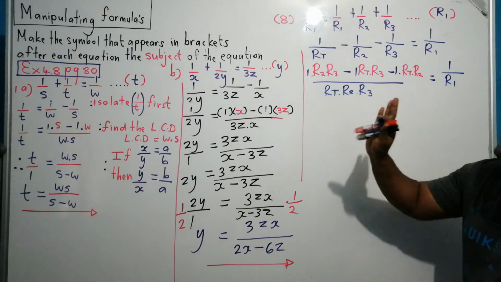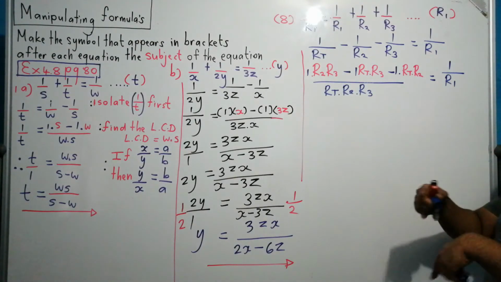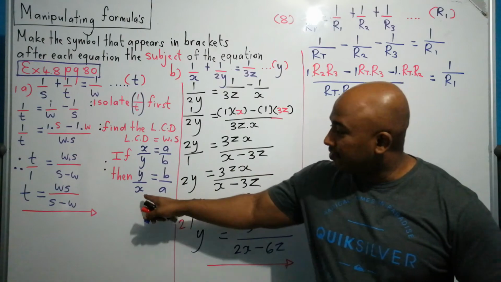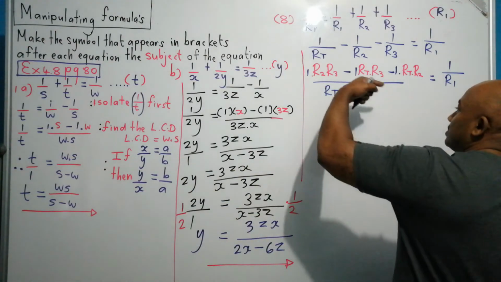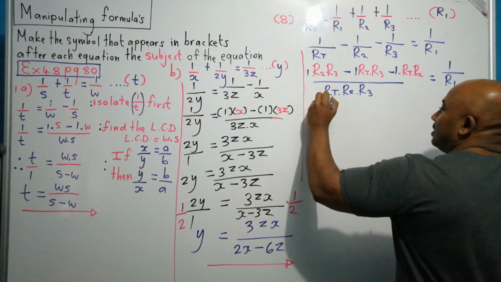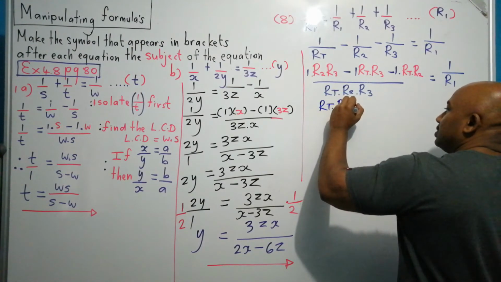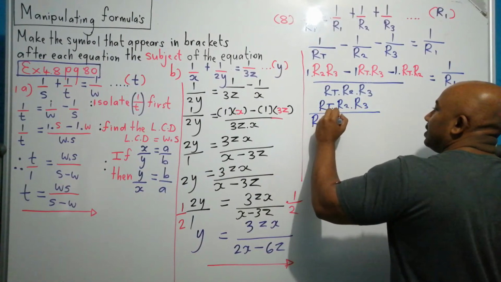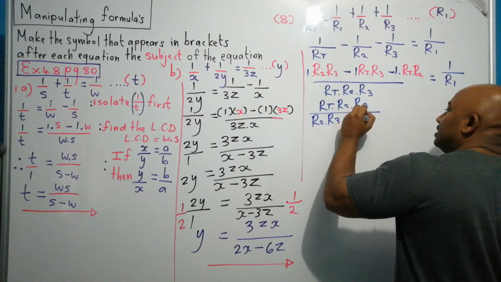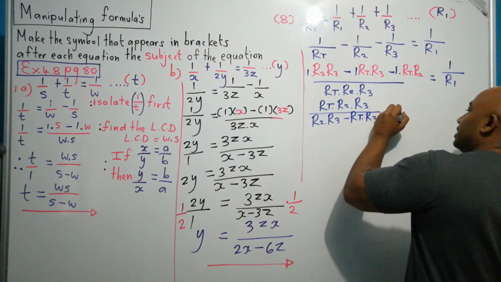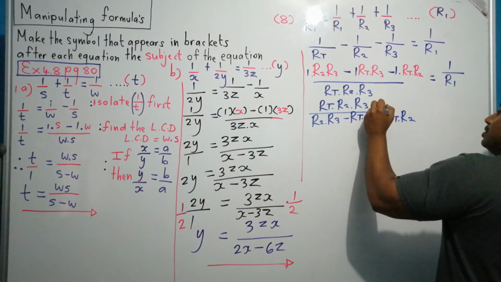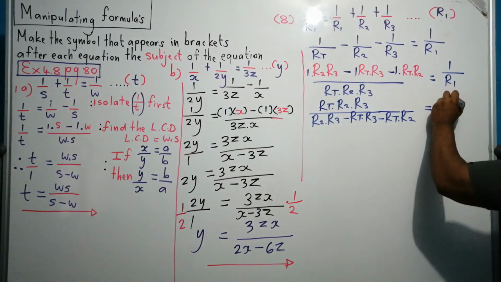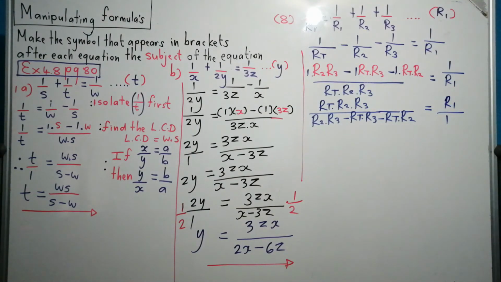Now we have a single fraction on the left hand side, a single fraction on the right. So we always go back to this step. If x over y is equal to a over b, if you swap the left, you swap the right. So if I swap the left hand side, this is going to become RT times R2 times R3 divided by R2 R3 minus RT R3 minus RT times R2, is equal to R1 over 1. And we're almost done now.